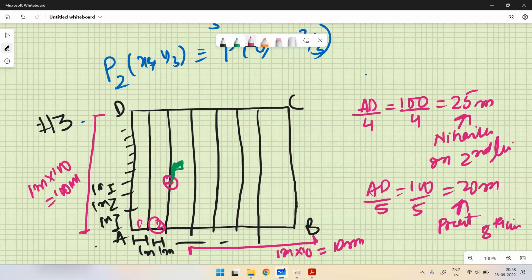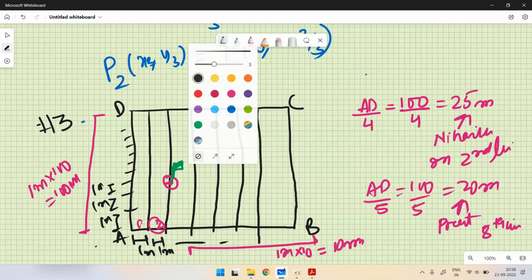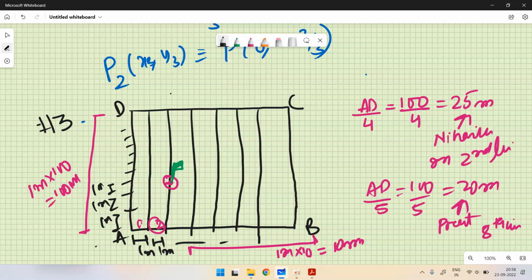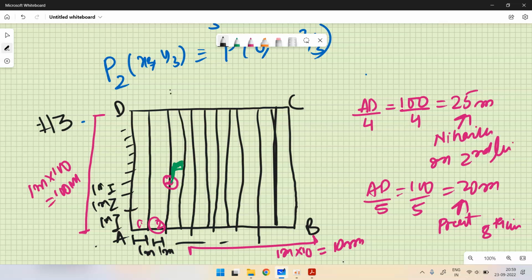Suppose there are many lines here. One, two, three, four, five, six, seven, 8. We will draw one more line here. 1, 2, 3, 4, 5, 6, 7, 8. So at this line, she has posted the red flag. Red flag she has posted here.